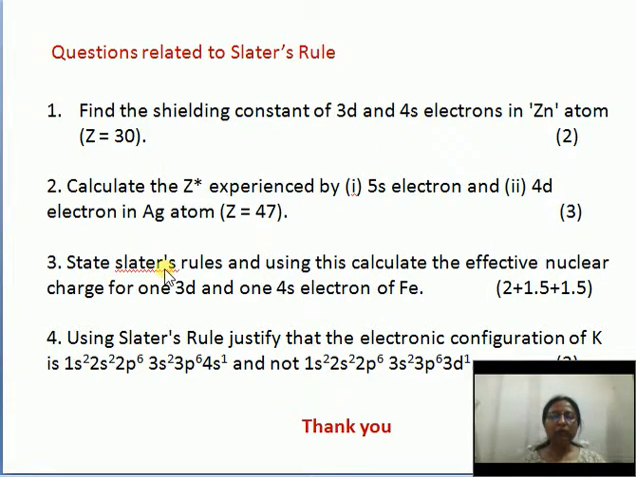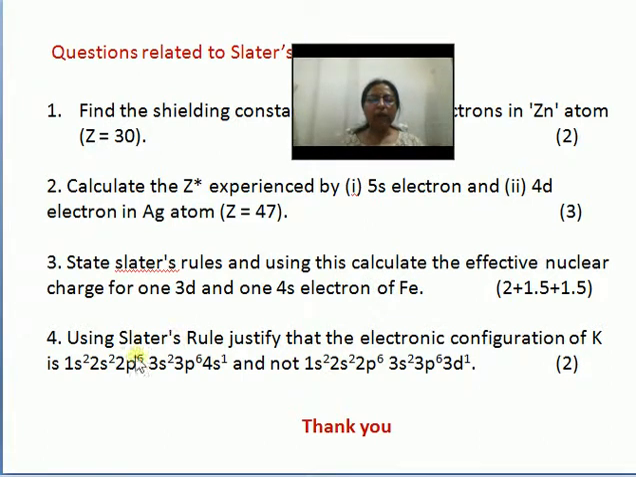State Slater's rules, and using this calculate the effective nuclear charge for one 3d and one 4s electron of iron. Another question is that using Slater's rule, justify that the electronic configuration of potassium is 1s2, 2s2, 2p6, 3s2, 3p6, 4s1 and not 3d1.